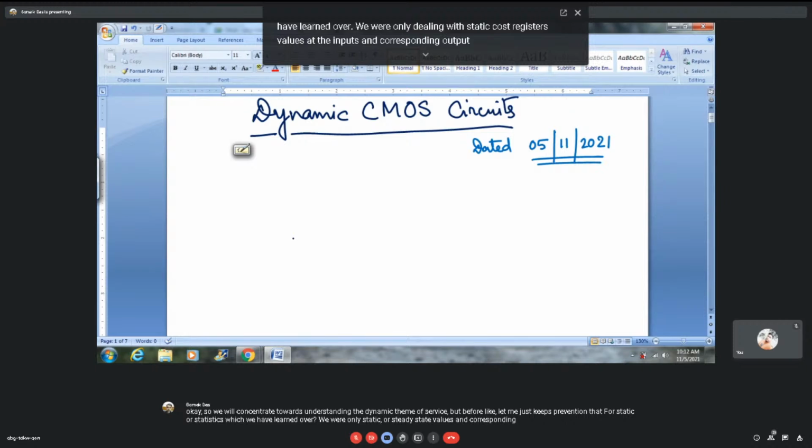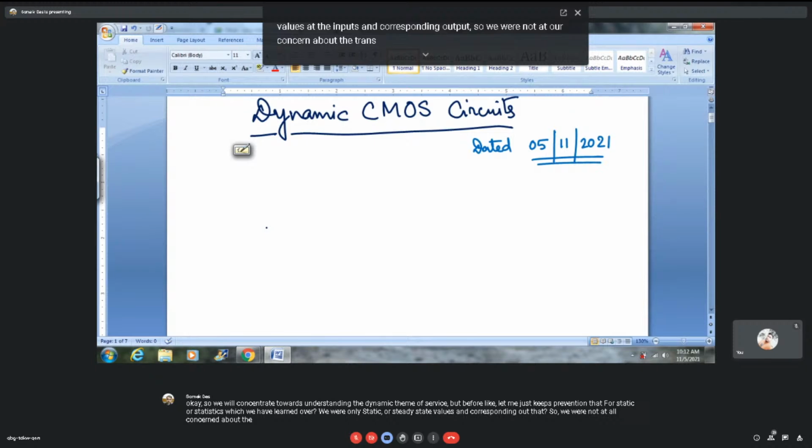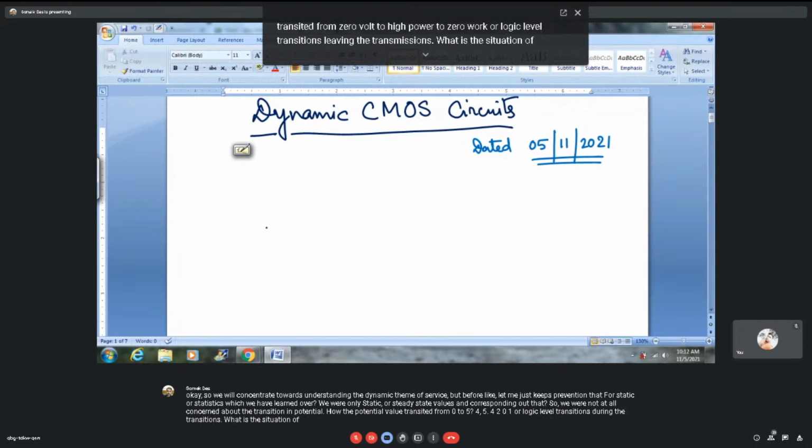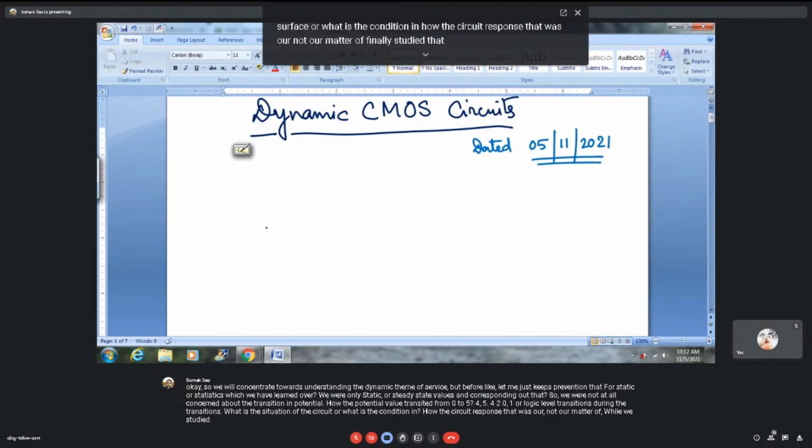So we were not at all concerned about the transition in potential, how the potential value transited from 0 volt to 5 volt or 5 volt to 0 volt, or logic level transitions. During the transitions, what is the condition of the circuit, or how the circuit responds, was not our matter of concern while we studied the steady state circuits or static circuits. Whereas in dynamic circuits, every aspect will be taken into account.